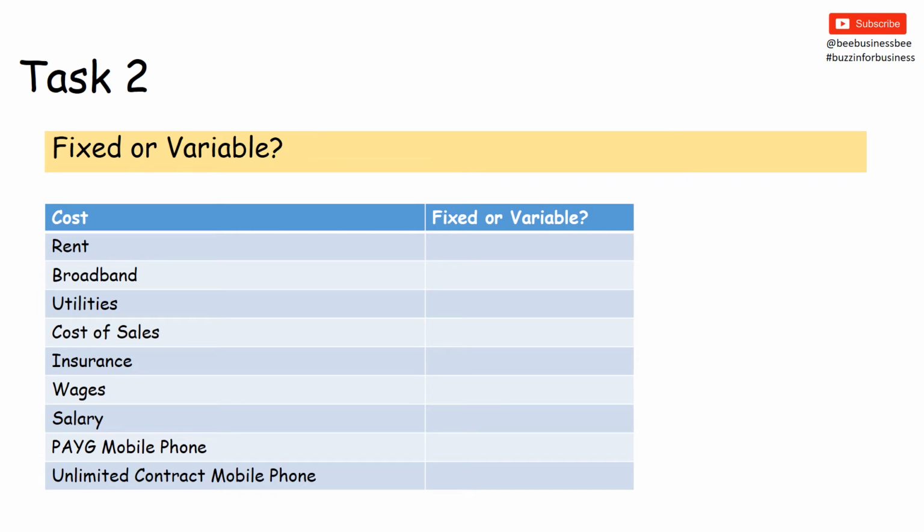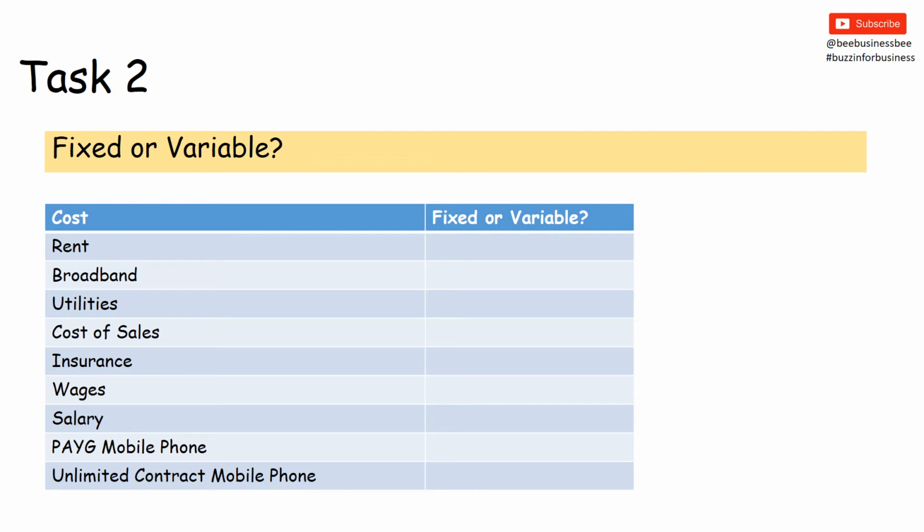So here is a quick little task for you. Go down the table, placing whether you think it's a fixed or a variable cost. Remember to ask yourself, does it change with usage or does it change with output? So in other words, the more I use it, will I pay more for this item? If you would pay more, it'd be variable. If it stays the same, then it'd be fixed. So you've got rent, broadband, utilities, cost of sales, insurance, wages, salary, pay-as-you-go mobile phone, and unlimited mobile phone contract. At this point now, pause the video while you do it, and then I'll run through the answers with you.